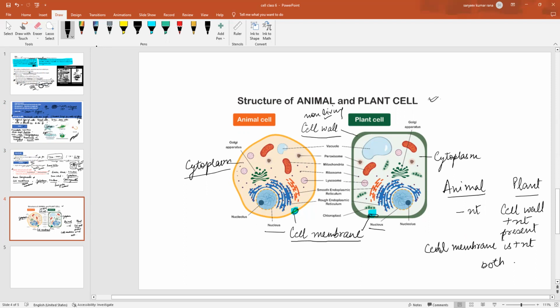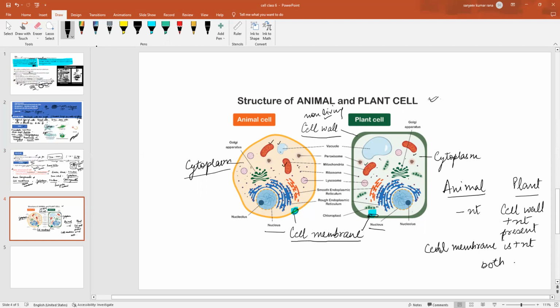Cytoplasm is a semi-solid structure, which is actually enclosing all these organelles, or we can say different organelles are present in the cytoplasm. It is present both in plant and animal cell. Then different cell organelles. These are the different organelles, the mitochondria which is present here.